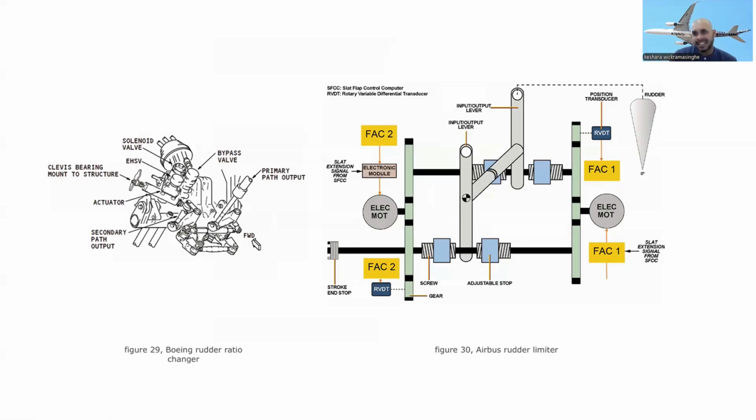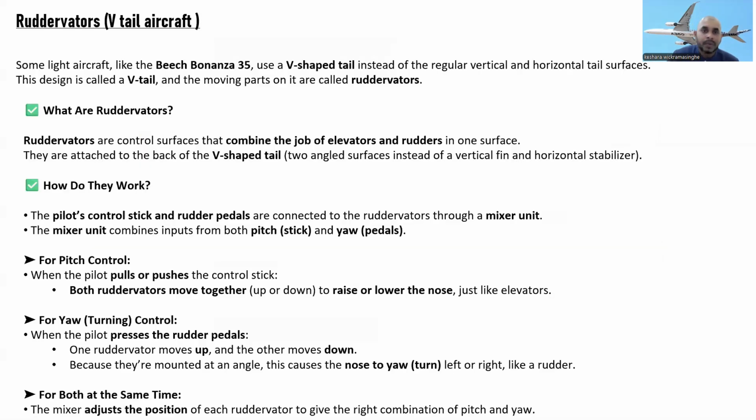I think I need to go on. Now let's go to the ruddervators, V-tail aircraft. Some light aircraft like the Beech Bonanza 35 use a V-shaped tail instead of regular vertical and horizontal tail surfaces. This design is called the V-tail, and the movable parts of it are called ruddervators.